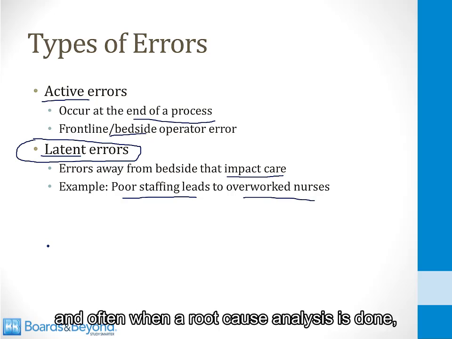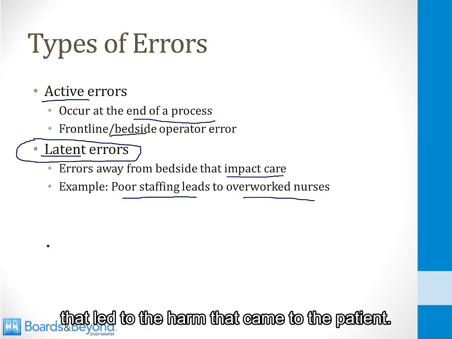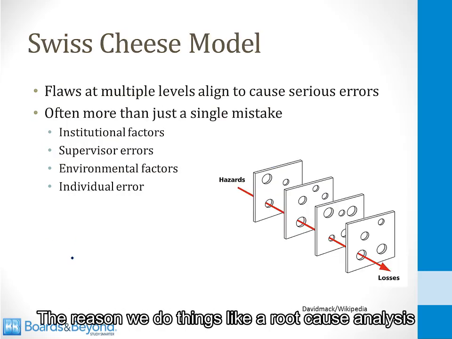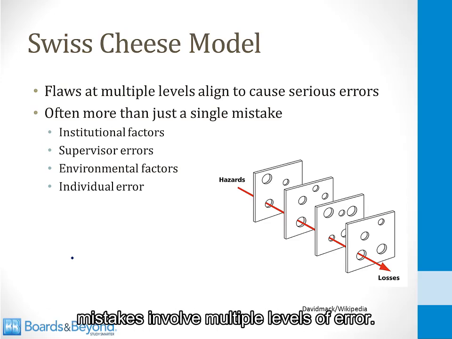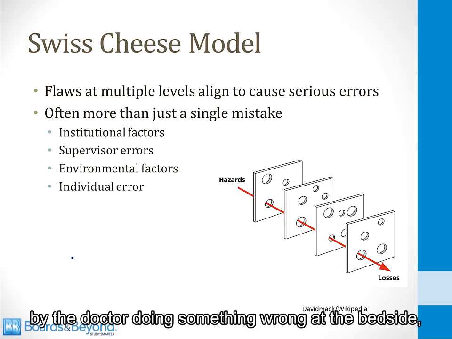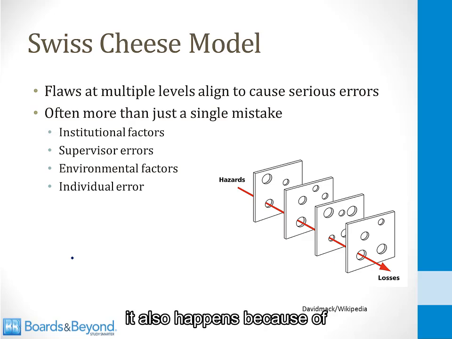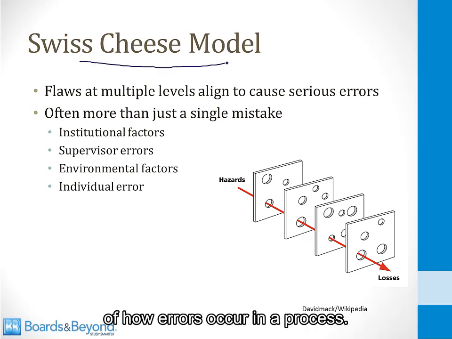And often when a root cause analysis is done, what you uncover are both active and latent errors that led to the harm that came to the patient. The reason we do things like a root cause analysis when an error happens in the hospital is because usually mistakes involve multiple levels of error. In other words, a mistake is not just caused by the doctor doing something wrong at the bedside, it also happens because of numerous other institutional factors. And this is all explained by the Swiss cheese model of how errors occur in a process.